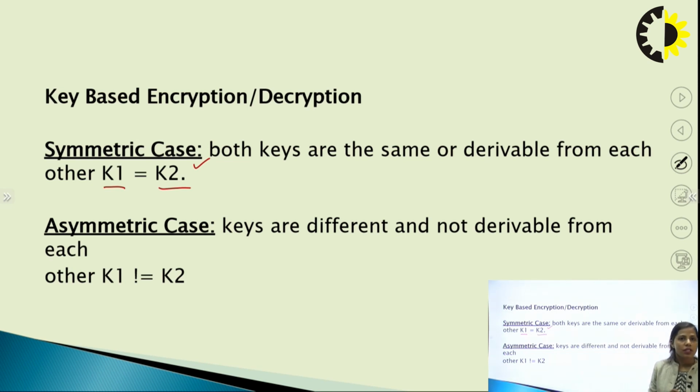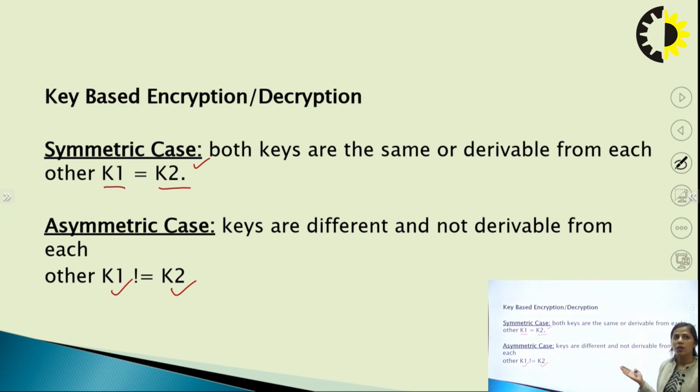Means we are using the same key for encryption and decryption. We are encrypting our data with K1 and similarly decrypting that data with K2. So that is the case for symmetric. Next one is asymmetric, in which we are using different keys. Our K1 is different and K2 is different. They are not equal. So that is the case for asymmetric cryptography.